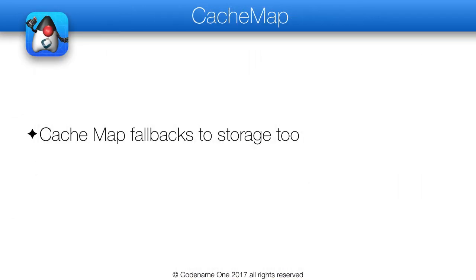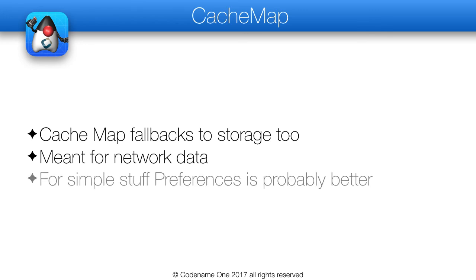Another common class for caching is the cache map. Unlike weak hash map, it caches data and saves extra data to storage. So it's meant to cache data that you might fetch from the network or a similar source. It makes sense for larger elements, but for small cached data, I would just use the preferences.